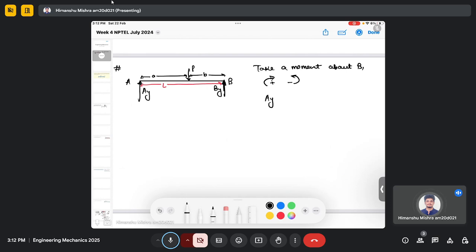So this will be AYL, and you can see it is actually rotating in a clockwise direction about point B. And then we have minus PB equals 0. So AY equals PB divided by L. So this is my reaction force AY.